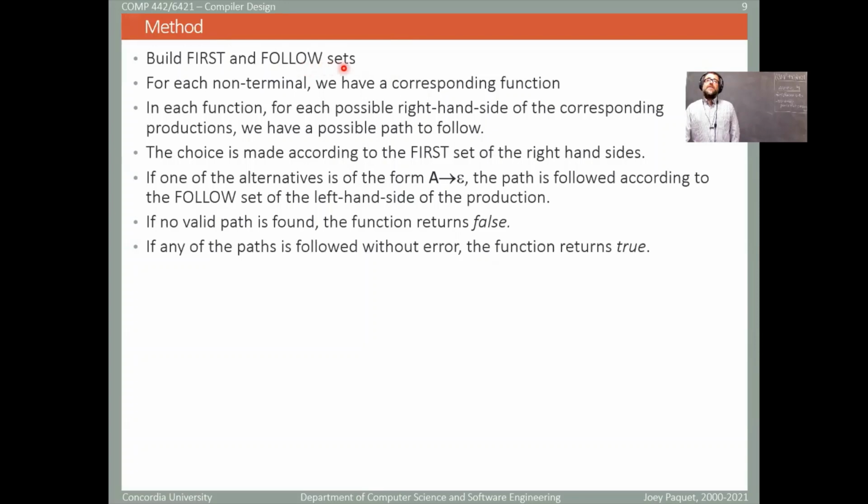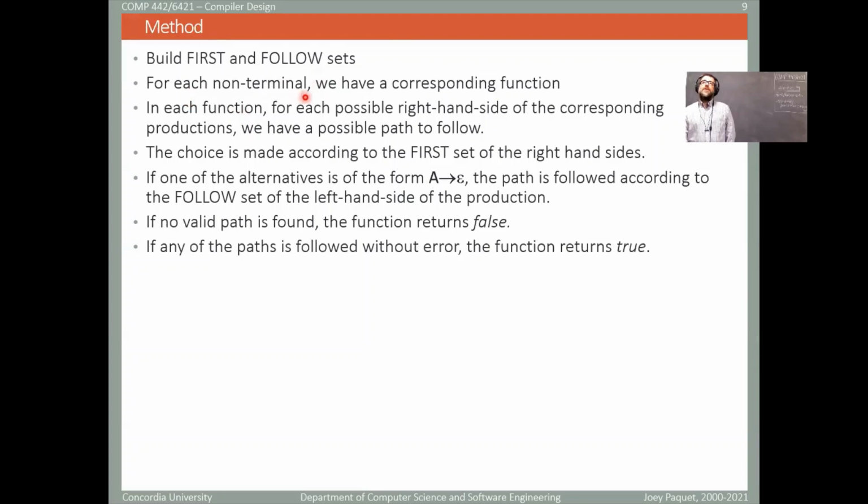Now, what's the method? Well, first of all, as for the vast majority of parsing methods, you would need to compute the first and follow sets for every one of the non-terminals that you have in your grammar. And for first sets, you also need the first set of the terminal symbols, which are themselves. So arguably, you don't need to compute them.